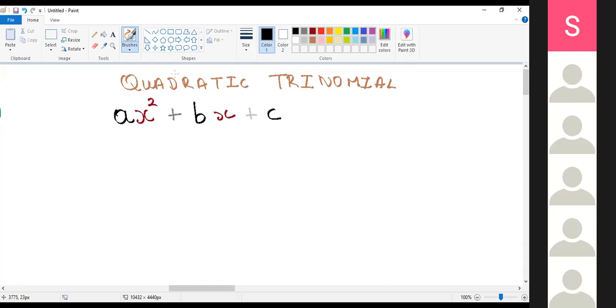I'm introducing you now to what we call a quadratic trinomial, right? Somebody want to mute the mic? So a quadratic trinomial normally takes this form that we see right here: ax squared plus bx plus c.